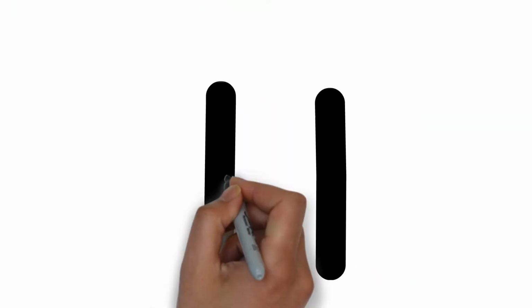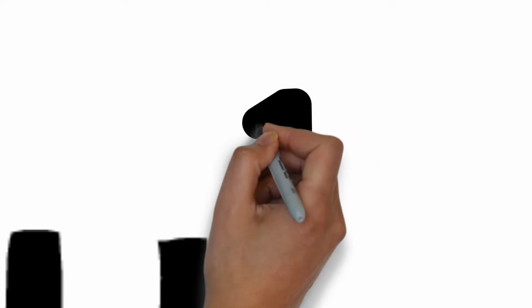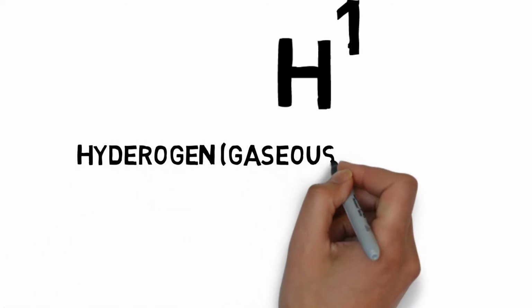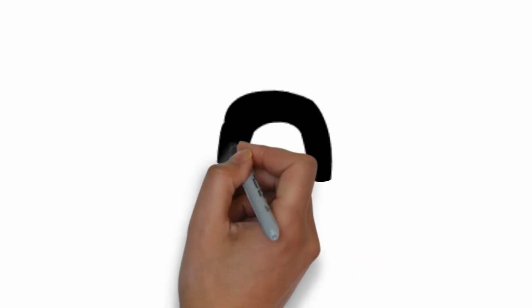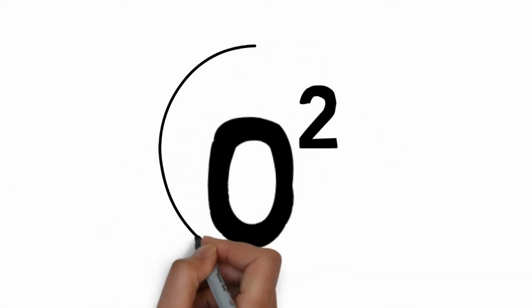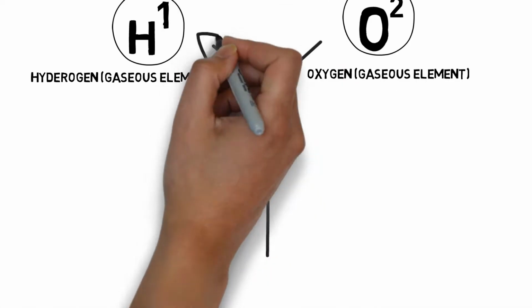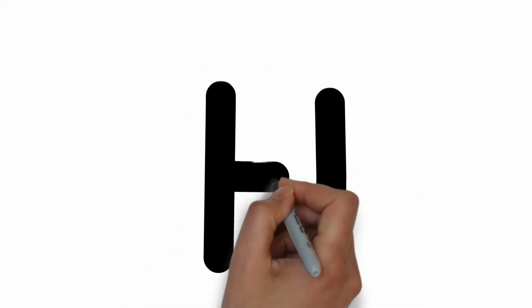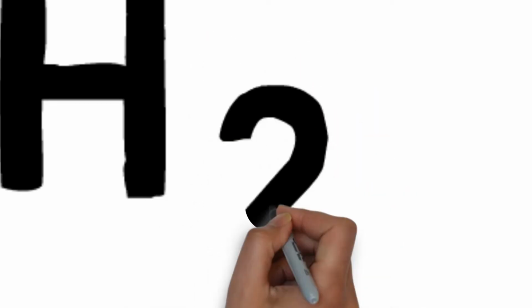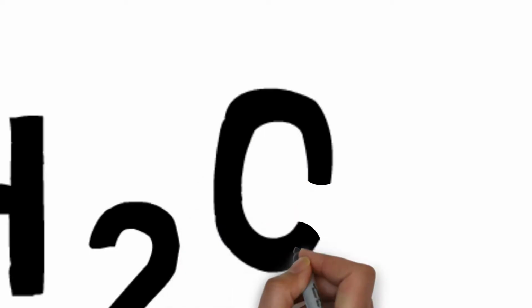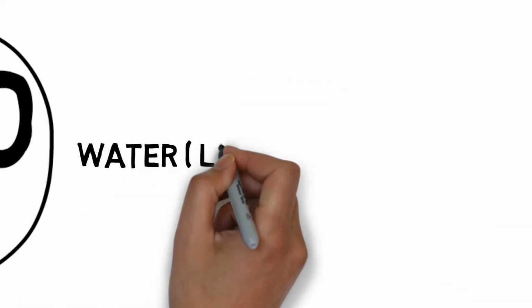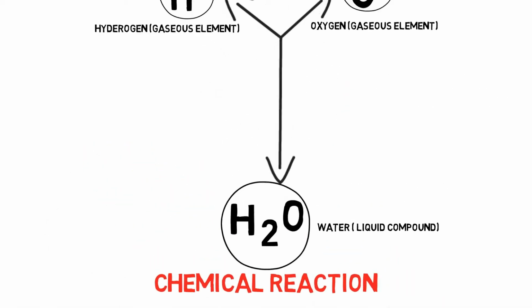Different kinds of matter can combine to form substances that may not resemble any of the original ingredients. For example, hydrogen, a gaseous element, and oxygen, another gaseous element, combine to form water, a liquid compound, at room temperature. The process of such combination is called a chemical reaction.